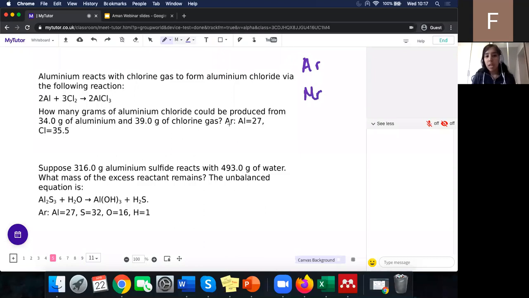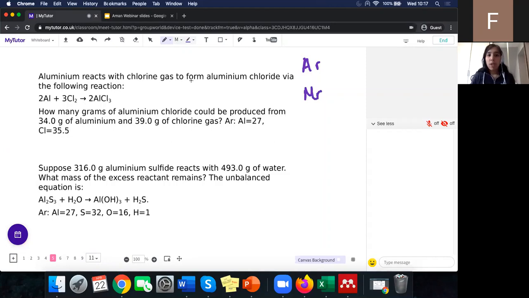So if we have a look here, the Ar of aluminium is 27. Aluminium is an element, therefore it has an atomic mass. But the compound, aluminium chloride, would have a relative molecular mass, which is the Ars added up in aluminium chloride. So it would be Al 27 plus 3 times 35.5. So the relative molecular mass is of a molecule or a compound. The atomic mass is just an element or an atom.